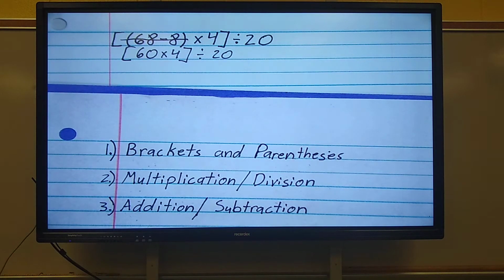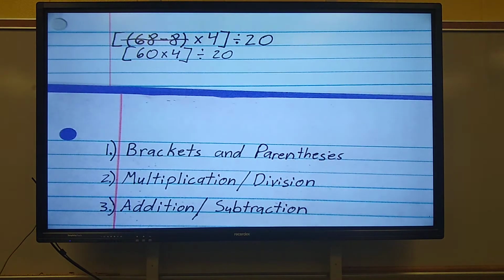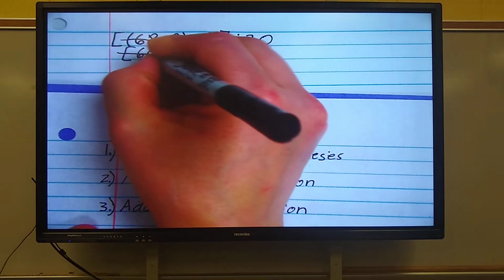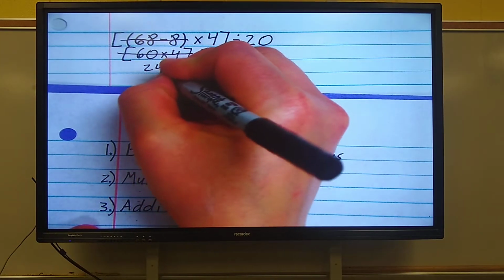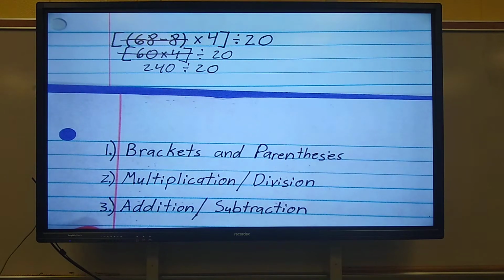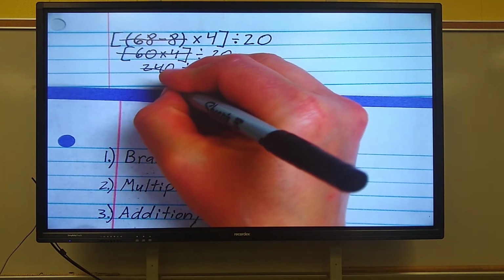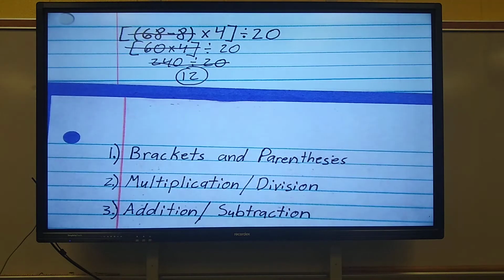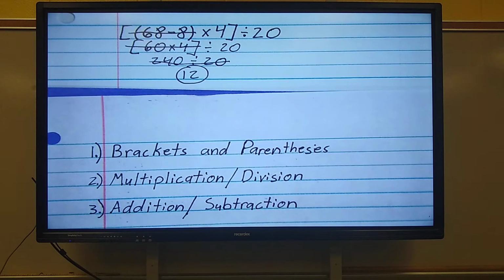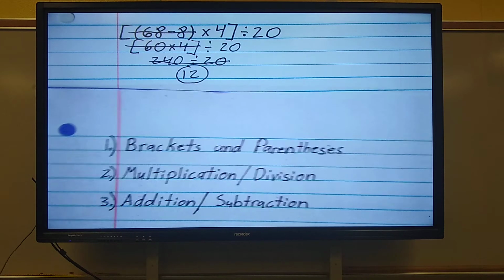There you have it. Now, I brought down the brackets because I'm not finished yet. I still have to do what's in here first. So 60 times 4 is 240 divided by 20. Now I have the key to success. 240 divided by 20. When you saw that, you should have gotten 12 as your final answer. There you have it. All right.